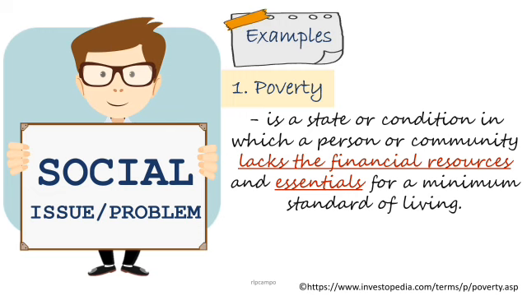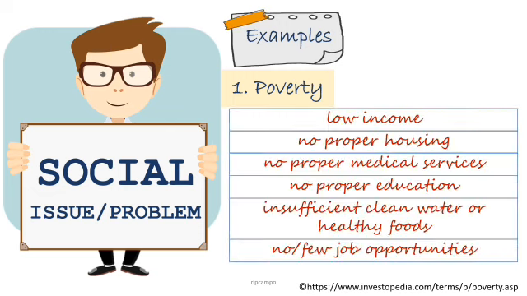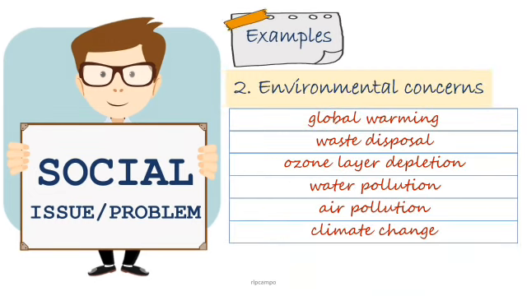And if poverty exists, these problems also exist. Low income, no proper housing, no proper medical services, no proper education, insufficient clean water or healthy foods, no or few job opportunities. Next is environmental concerns due to human activities, which include global warming, waste disposal, ozone layer depletion, water pollution, air pollution, and climate change.